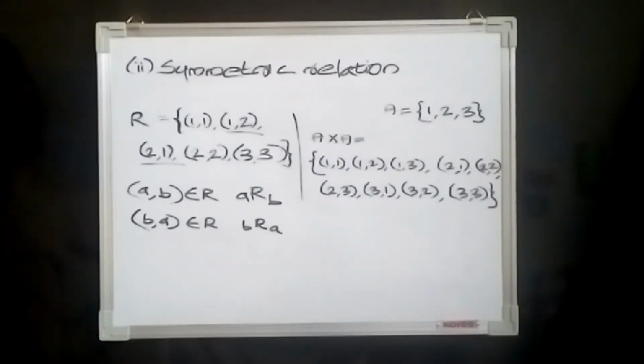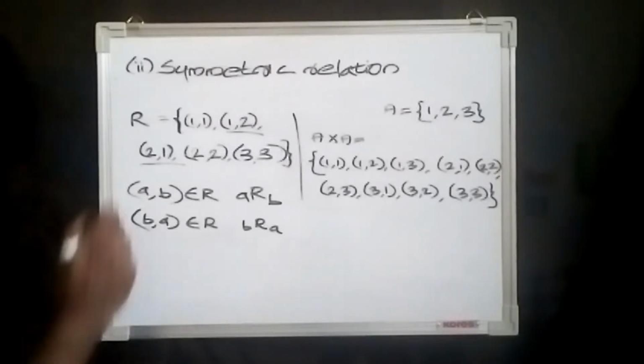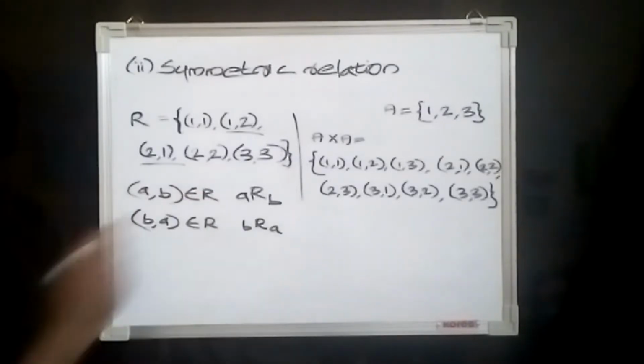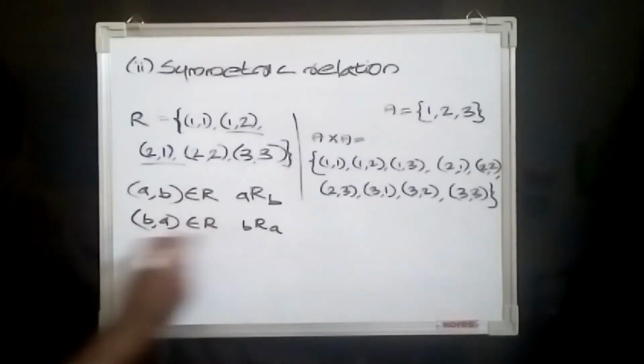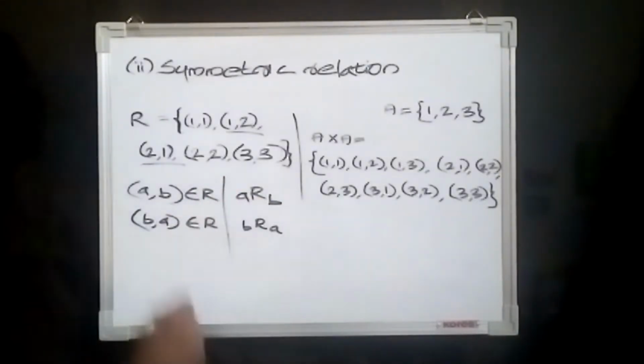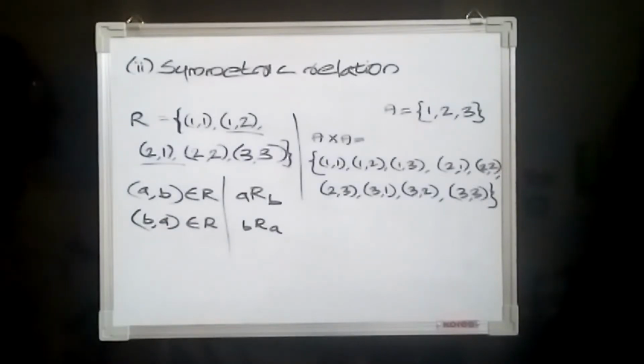Let us come to the formal definition. Whenever (a, b) belongs to R, then (b, a) belongs to R. Whenever (a, b) is an element of R, if (b, a) is also an element of R, it is a symmetric relation. That is, whenever a is related to b, then b is related to a also, then it is a symmetric relation.